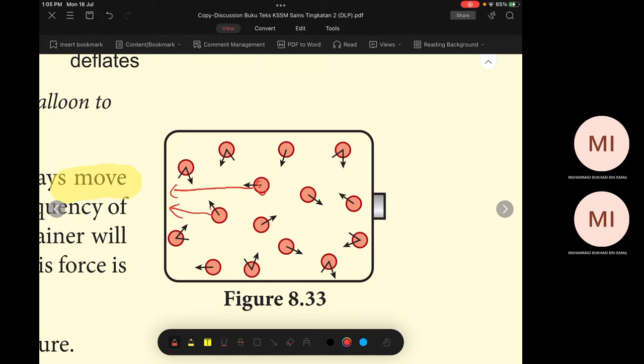Okay, everybody tell me how gas pressure is produced. When air particles collide with the wall of the container. Okay, again, how is gas pressure produced? When air particles collide with the wall of the container, that's how gas pressure is produced.